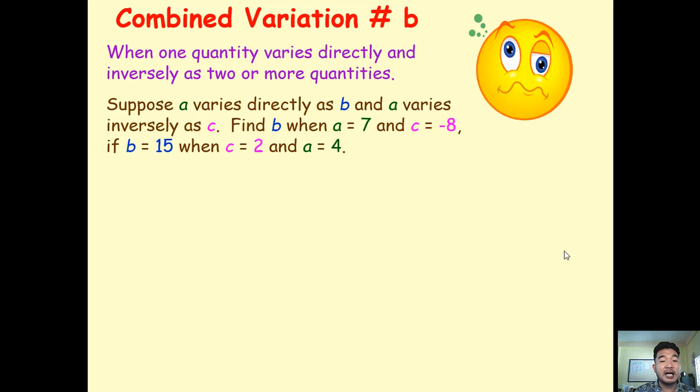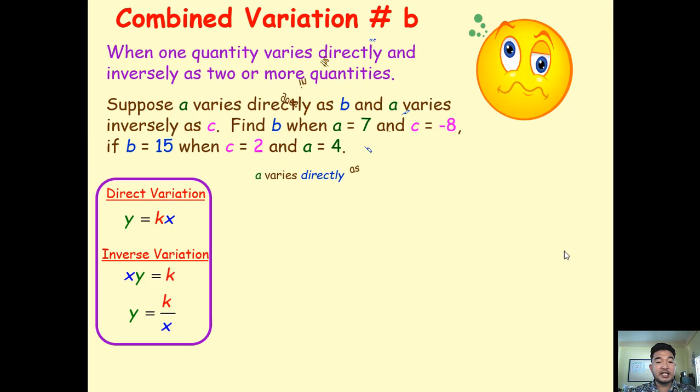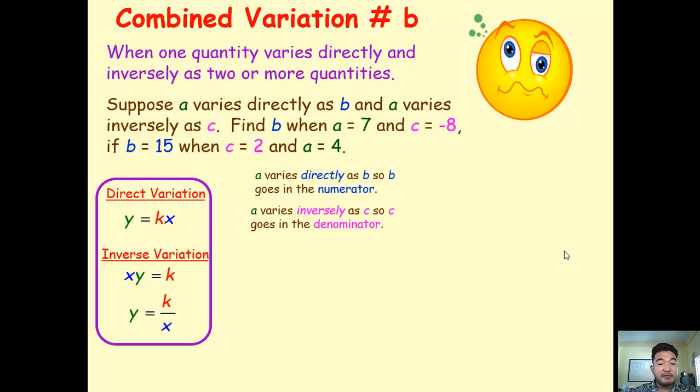So, ang nawawala ay si B. If B is 15 when C equals 2 and A equals 4. Lagi niyong tatandaan yan, ha? A varies directly as B, so B goes in the numerator. A varies inversely as C, so C goes in the denominator.